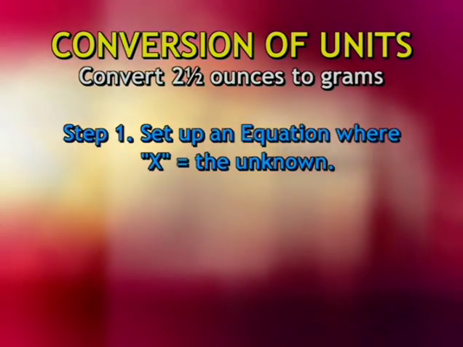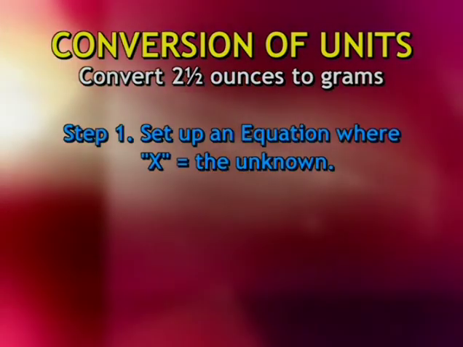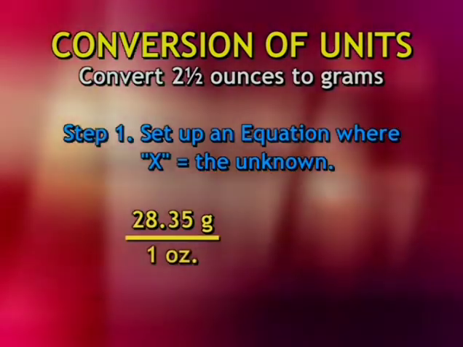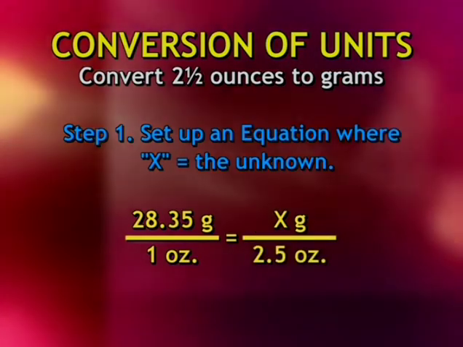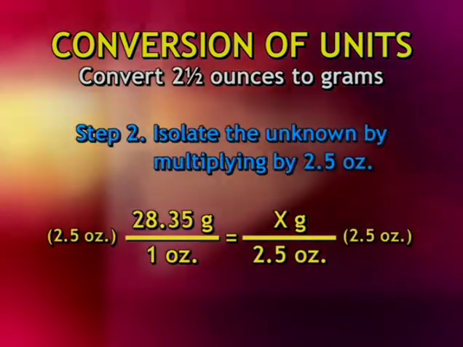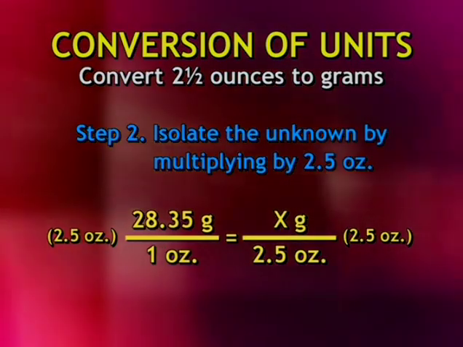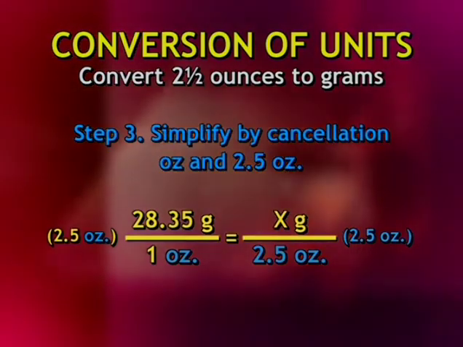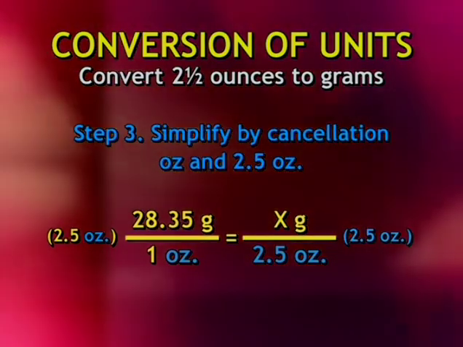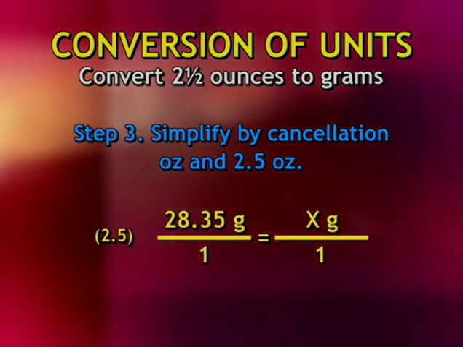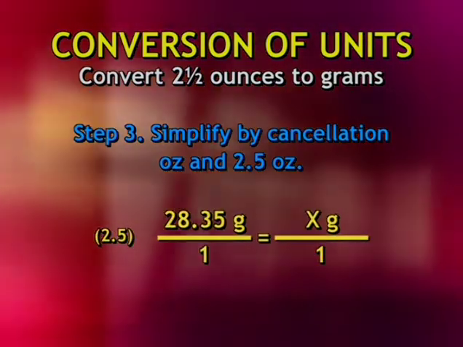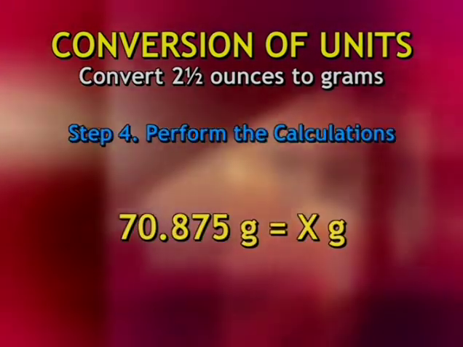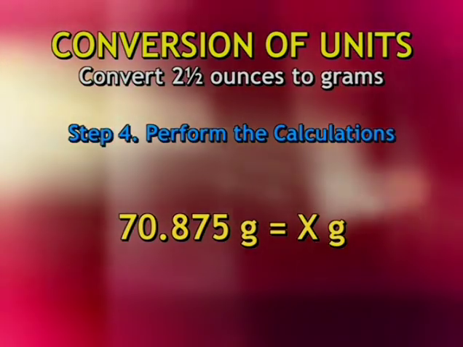Step 1. Set up an equation where X grams represent the unknown. 28.35 grams are related to 1 ounce, as X grams are related to 2.5 ounces. Step 2. Isolate the unknown by multiplying both sides of the equation by 2.5 ounces. Step 3. Simplify by canceling the ounces and the 2.5 on the right side of the equation. Step 4. Perform the calculation. Let the ones be understood. The calculated answer is 70.875 grams equals X grams.